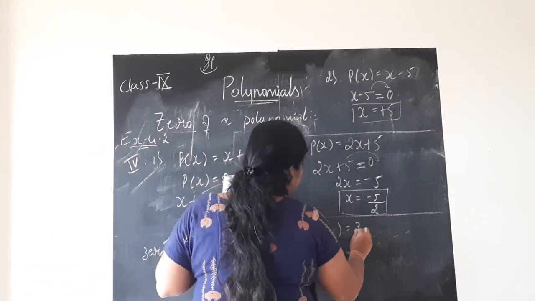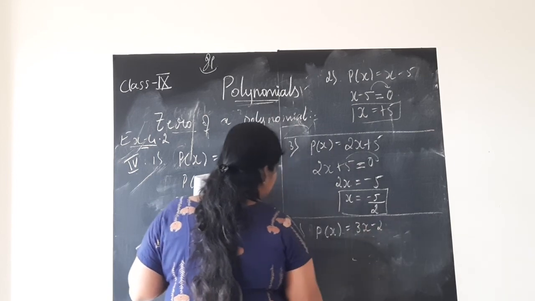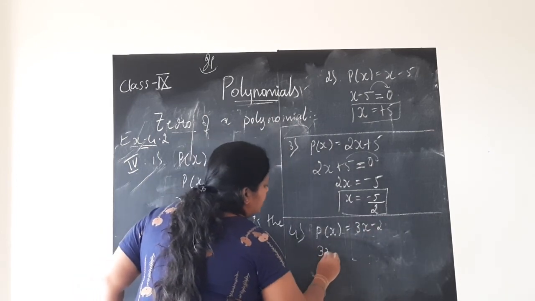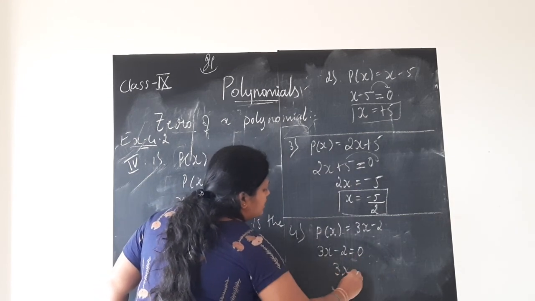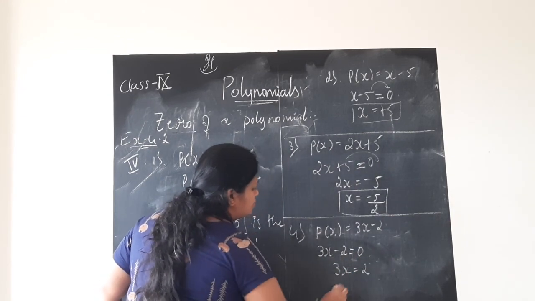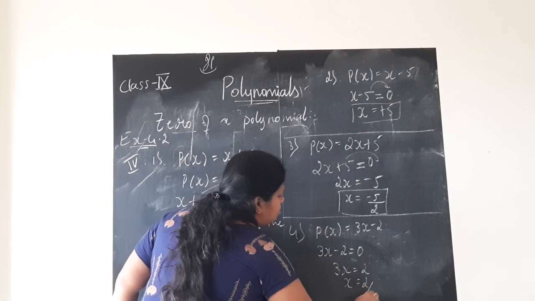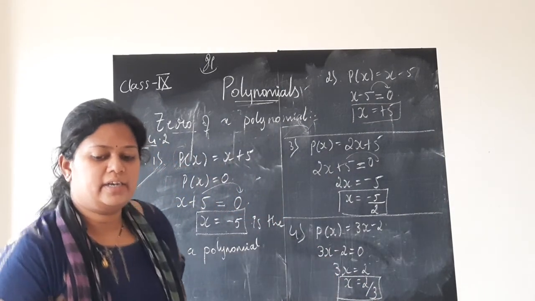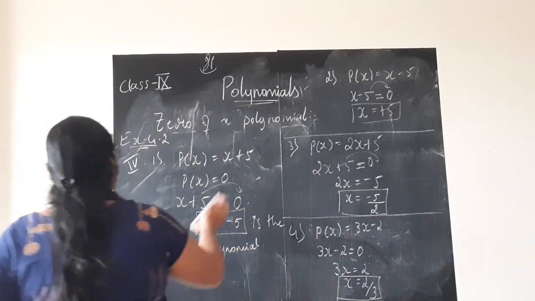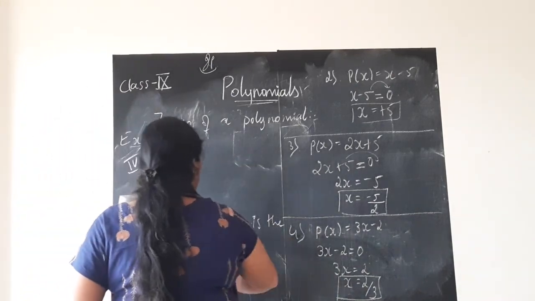P of x is 3x minus 2. So 3x minus 2 is equal to 0. 3x is minus 2, when you send to the other side it becomes plus 2. x is 2 divided by 3. So x is equal to 2 divided by 3 is the 0 of a polynomial.